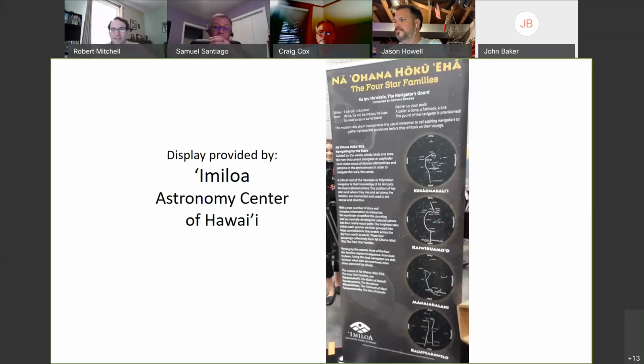All right, now to the displays. So one display they had at the meeting was of the 4 star families. So these are the major constellations that at least Hawaii uses. So the ones they had on display were specific to Hawaii, but the Polynesians probably had similar ideas. And these displays were courtesy of the Imiloa, which is the Astronomy Center of Hawaii. And don't worry, I've got close-ups of these in the next several slides.